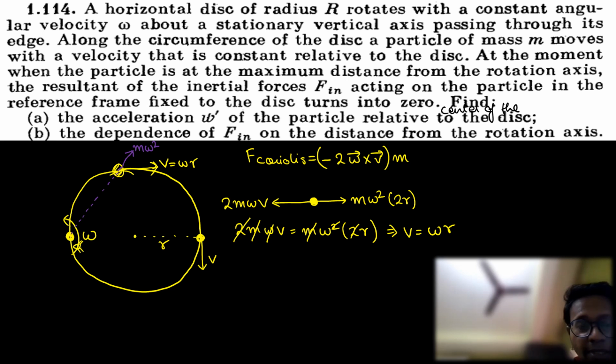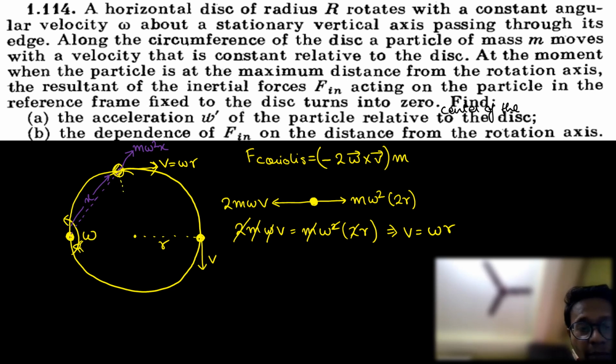So let that distance be x, where x is nothing but the distance between the particle and the axis. The second force here would be the Coriolis force, and the value of the Coriolis force is minus 2m omega cross v. If you do omega cross v, omega is outward or towards you, v is rightward, so omega cross v would be a vector in the upward direction. So minus of omega cross v would be a vector in the downward direction, perpendicular to the velocity.